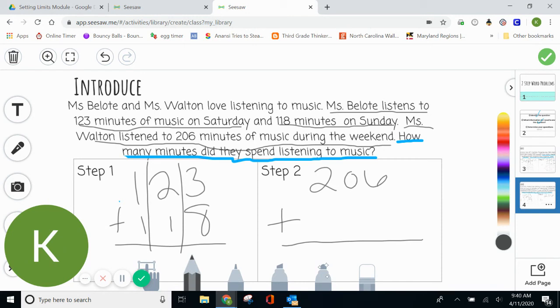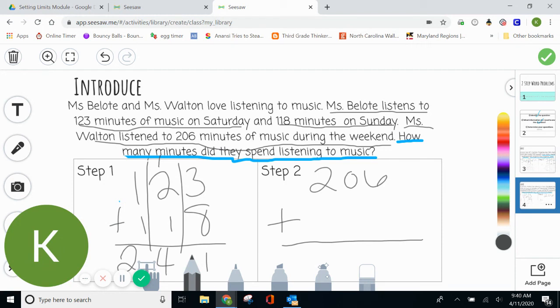3 ones plus 8 ones is going to be 11 ones. Going to regroup, that's a 1 in the ones place and a 1 in the tens place. 1 ten plus 2 tens plus 1 ten is going to be 4 tens. Fine, I don't have anything to regroup, so I can move straight to my hundreds. 100 plus 100 is 200. That means Miss Belote listened to 241 minutes of music over the weekend.